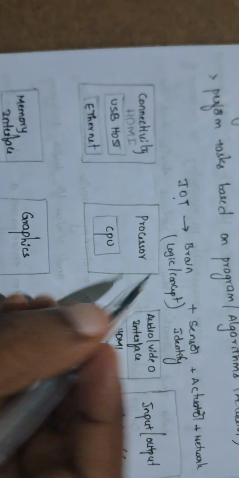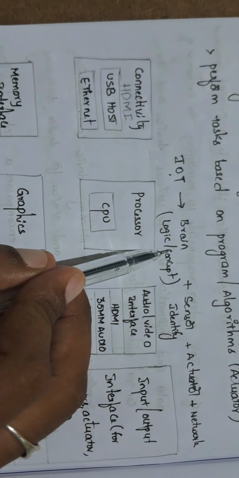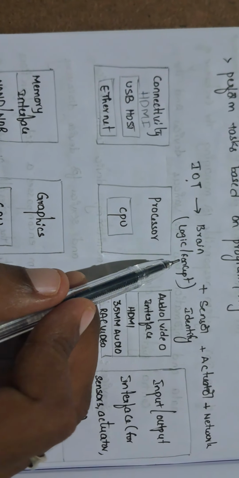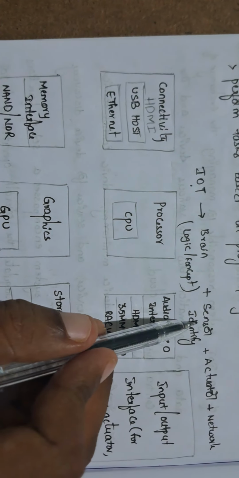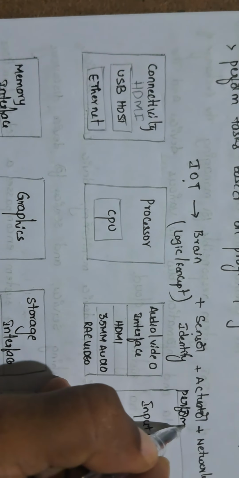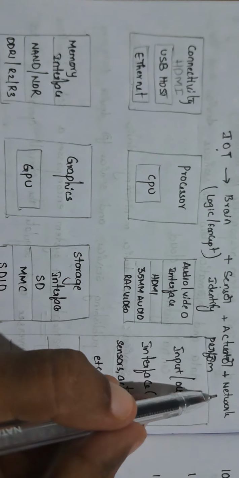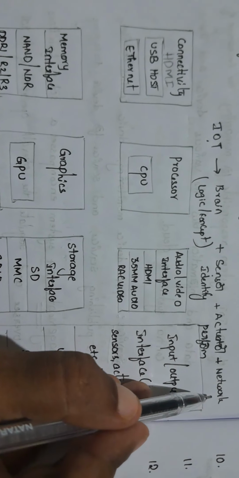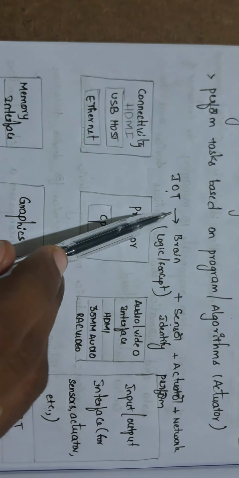The physical performance or logical view depends upon this formula, this equation. Once IoT has to work, we require a logic or concept. When we have the logic and concept, we make it into a sensor. The sensor only detects or identifies the thing. Then the actuator performs the work assigned by the sensor, supported by the network. So then only it is called IoT.